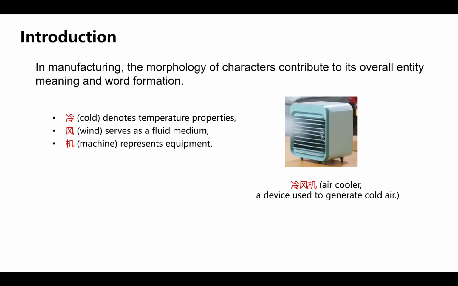For example, in the entity length from G, an air cooler device used to generate cold air, the character length, cold, denotes temperature properties. Feng, wind, serves as a fluid medium, and G, machine, represents equipment.